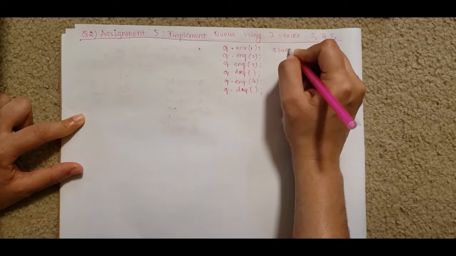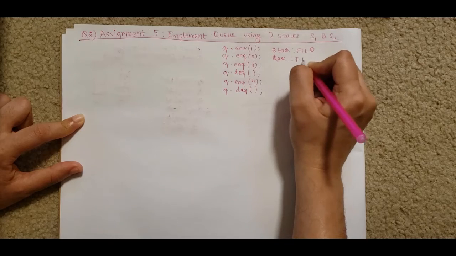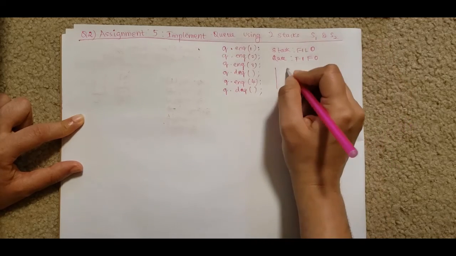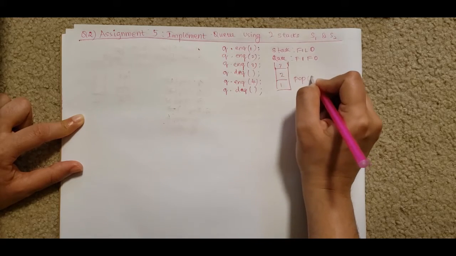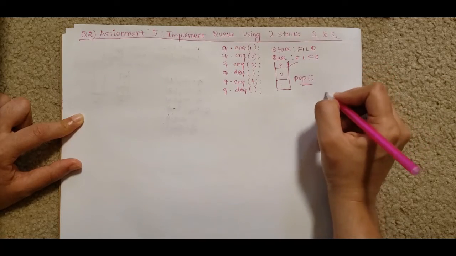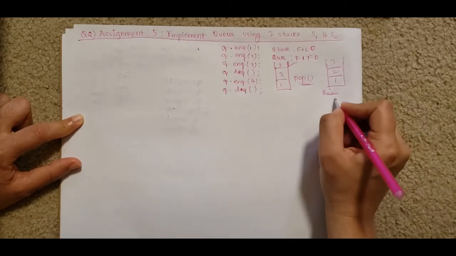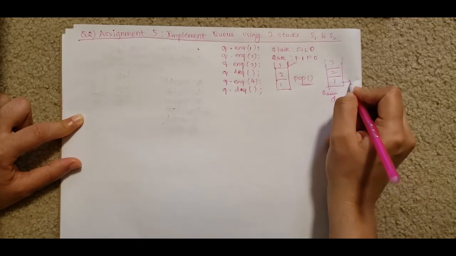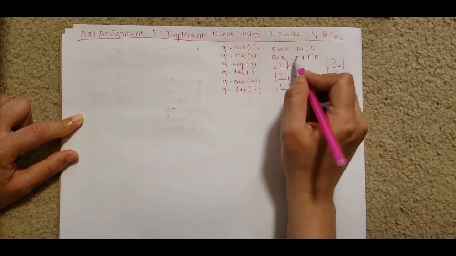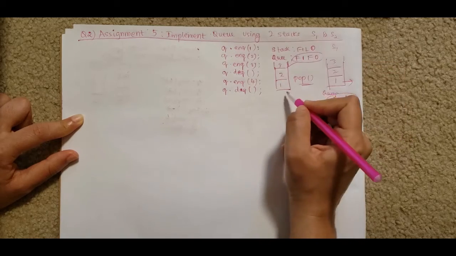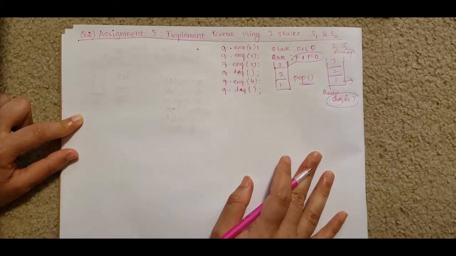Stack has first in last out feature, whereas queue has first in first out feature. So in stack, if this is a stack with 1, 2 and 3, then if we use pop operation, 3 will be removed, whereas in queue, if 1, 2 and 3 are there, if we use dequeue operation, then 1 will be removed. So we have to implement this feature using two stacks S1 and S2, and with the help of push and pop stack operations.